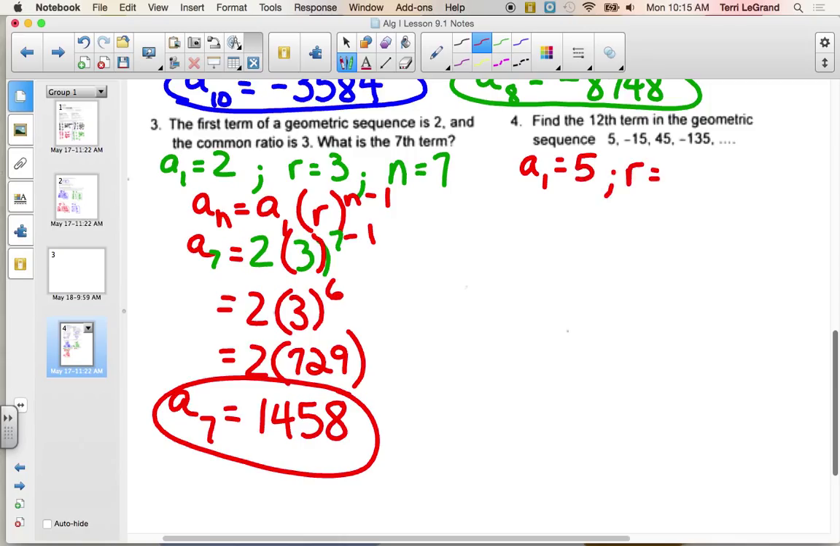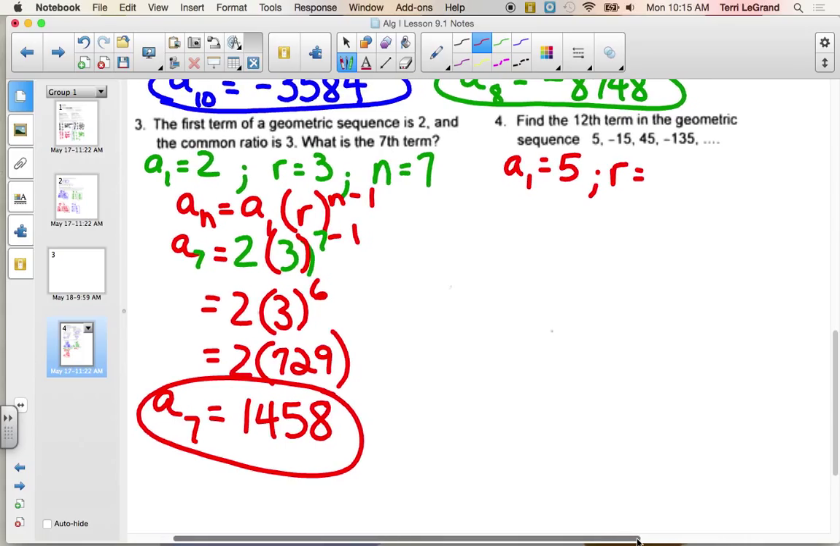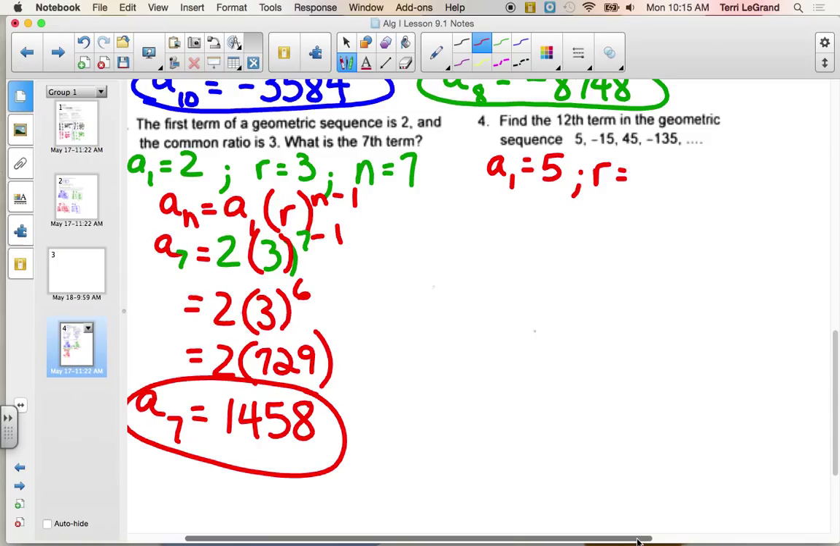We need r. How are we going to get r? You can find it from the terms that we have. Yeah, we're going to do a division problem, right? Let's do an easy one. How about negative 15 divided by 5? Should we do that one? Negative 15 over 5, so our r value is negative 3.